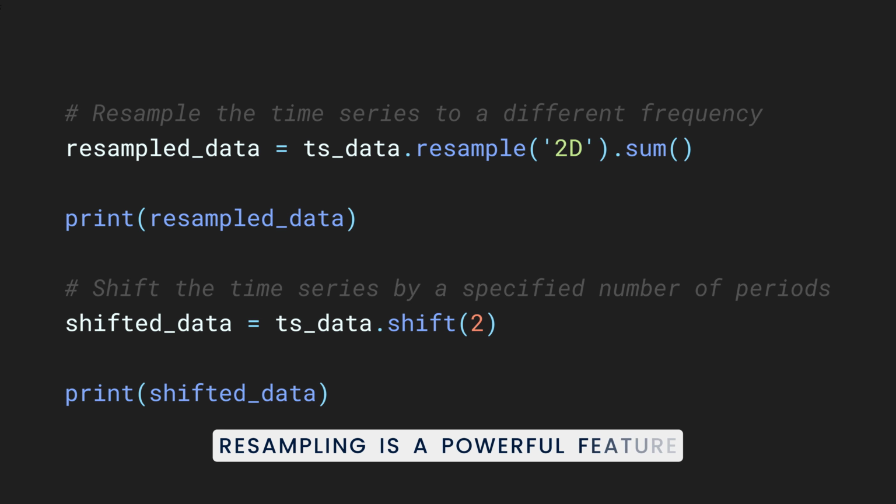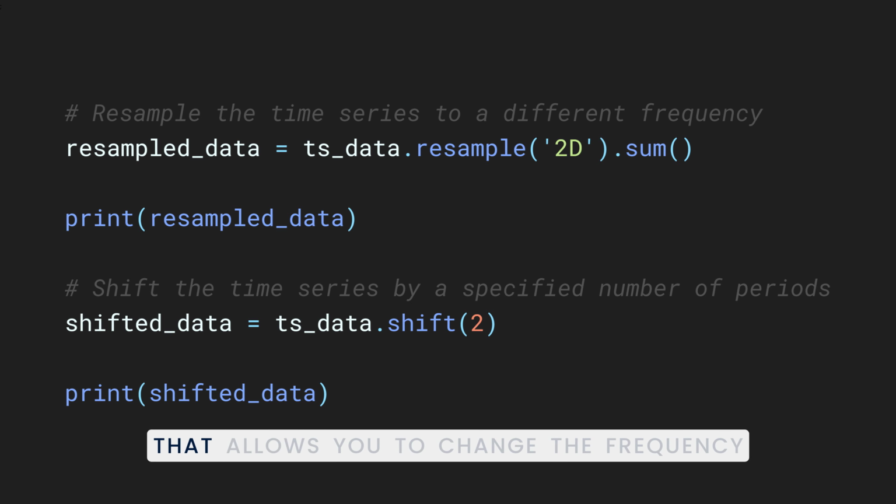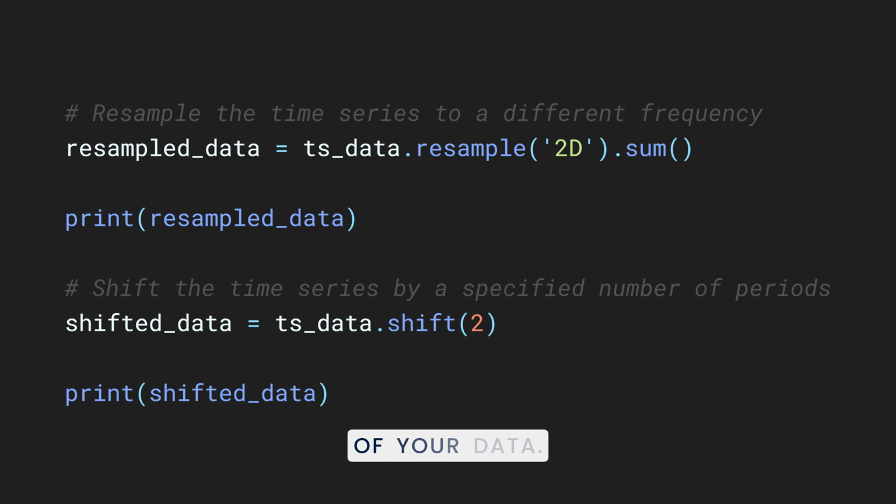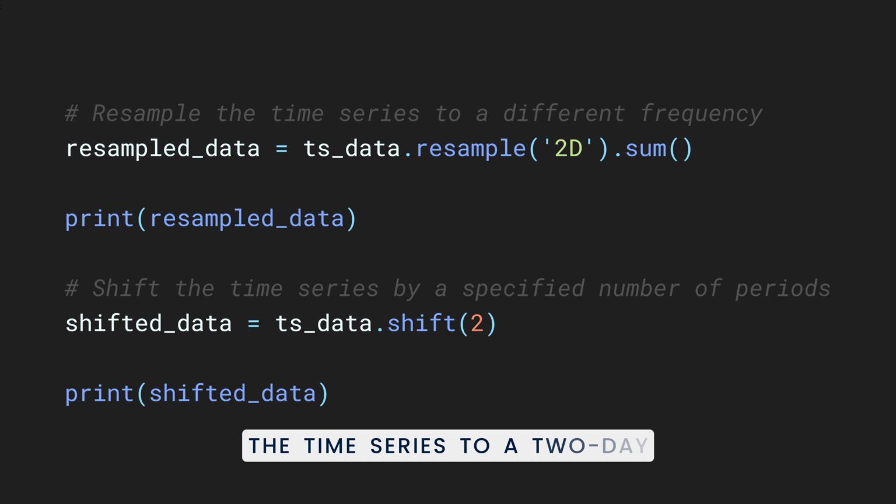Resampling is a powerful feature in time series analysis that allows you to change the frequency of your data. In this example, we resample the time series to a 2-day frequency using the resample method and apply the sum method to aggregate the values. This is useful for analyzing trends over different time intervals.